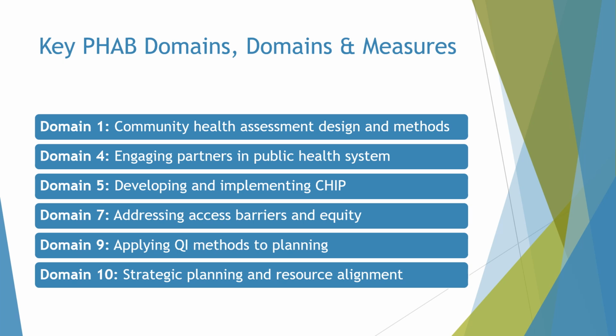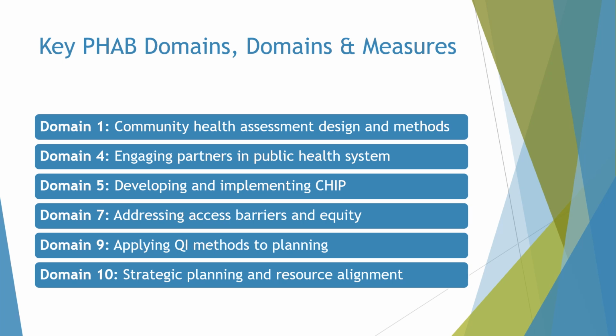Domain 5 is mostly about community health improvement planning. It looks at how priorities from your CHA are translated into action. And PHAB wants to see that strategies are aligned to local priorities, supported by community partners, and clearly documented. So your CHIP becomes the operational plan that shows you're not just identifying issues, but you're addressing them.